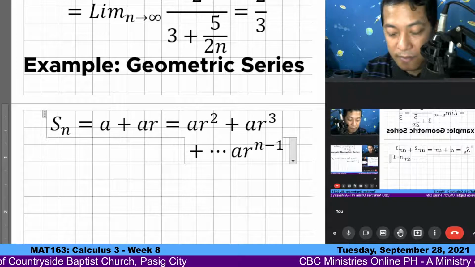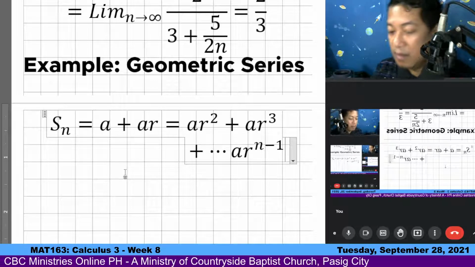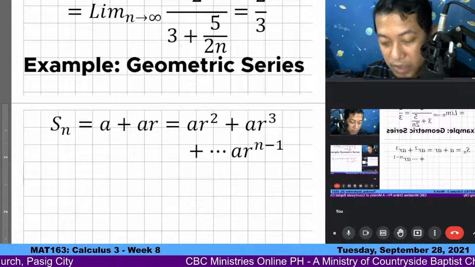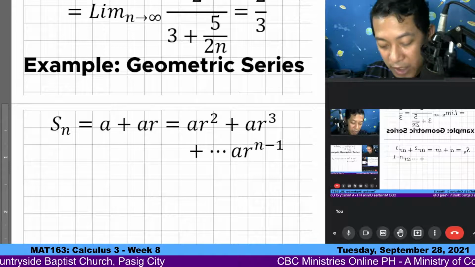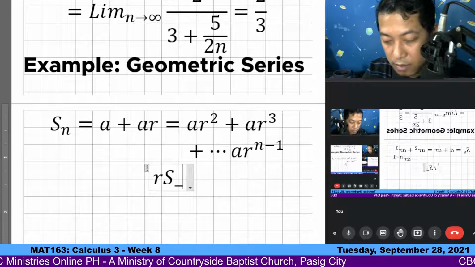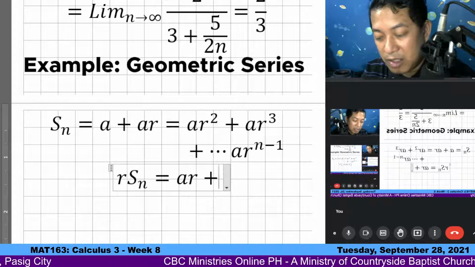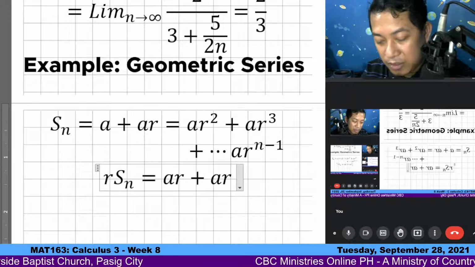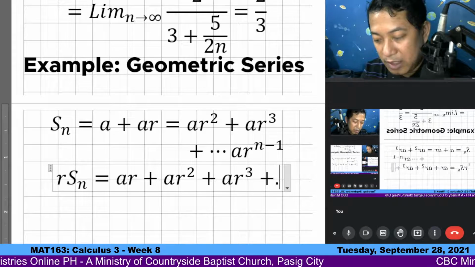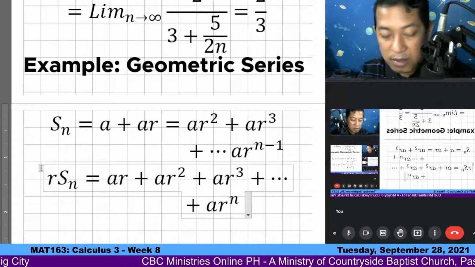So, from this geometric series, we could have a manipulation. We could multiply both sides of the equation by R. So S sub n times R is equal to AR, since we are multiplying both sides by R, plus AR squared, plus AR cubed, plus dot dot dot. What's next? Since you multiplied by R, it becomes a full power: plus AR raised to n.